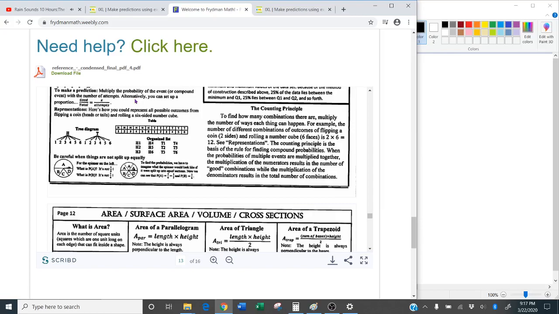And there's an alternate strategy. We can set up a proportion with the probability on one side. So we have good over total on one side. And on the other side of our proportion, we will have x, which is what we're looking for, how many times we expect to be successful, over the number of attempts, the number of times we're going to try it, or the number of trucks that pass by, or the number of people who walk into a store, whatever it is that we're talking about. Again, if you don't understand that yet, that's okay. As we go through the problems, it'll make a lot more sense.